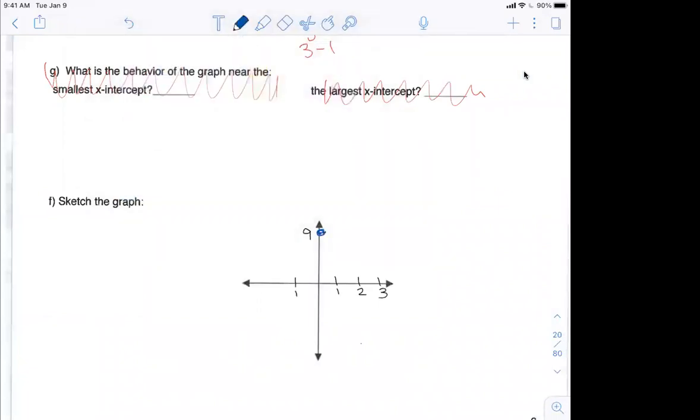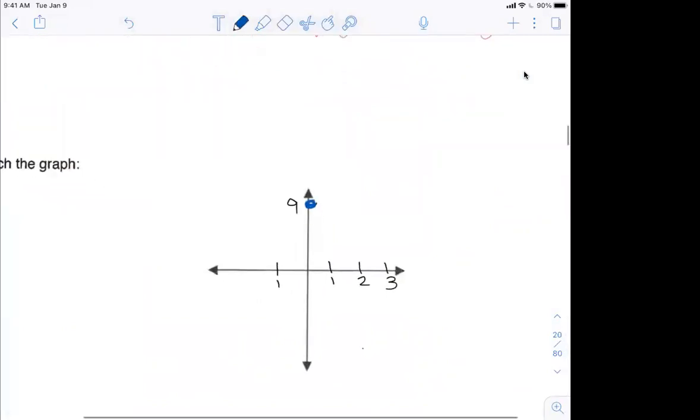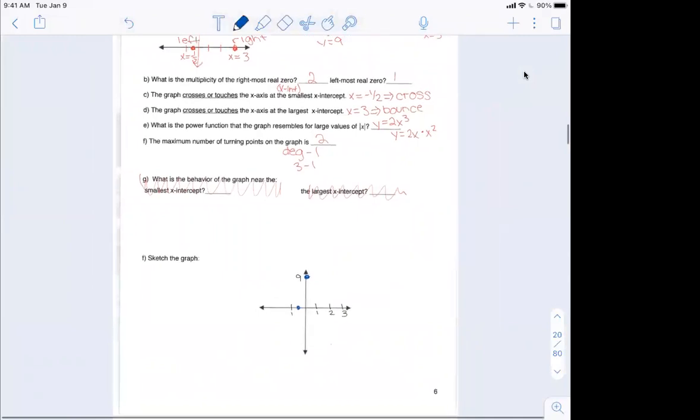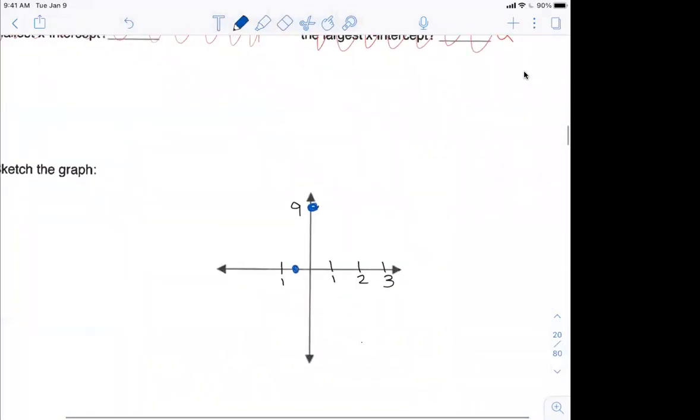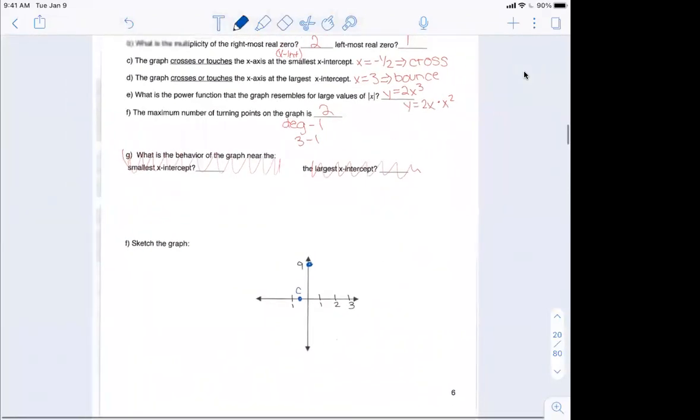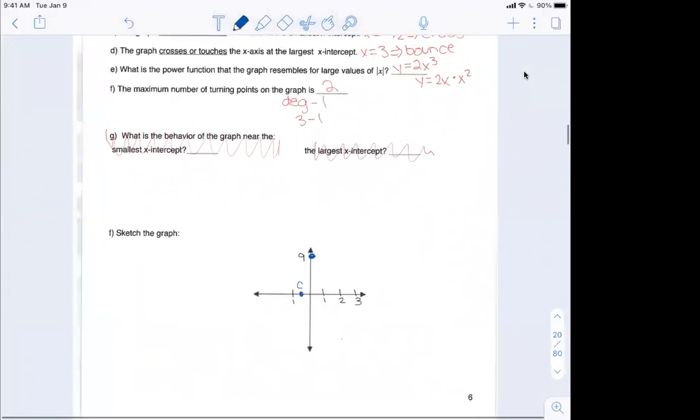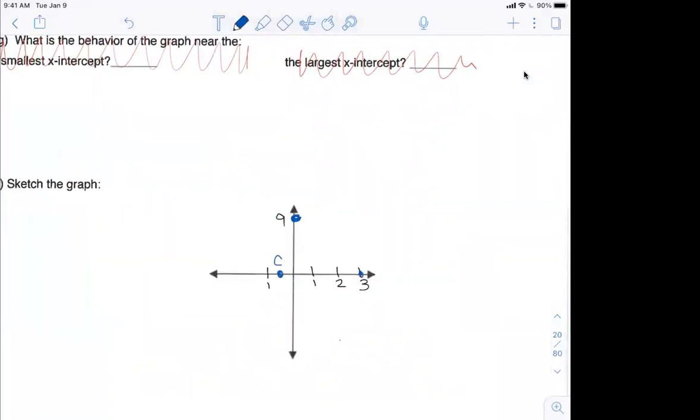This is a y-intercept. We have an x-intercept at -1/2, and we already discovered at the -1/2, it's going to cross. So I like to put a C above it. At the +3, it's going to bounce. So I like to put a B above it so it reminds me what it does there. Now the end behavior.